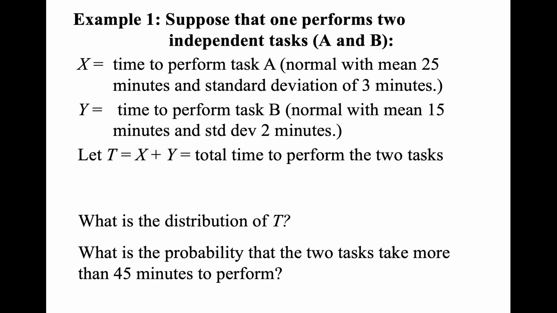So for example, suppose that one performs two independent tasks, A and B. X is the time to perform task A, normal with mean 25 minutes and standard deviation of 3 minutes, and Y is the time to perform task B, normal with mean 50 minutes and standard deviation 2 minutes. Let T equal X plus Y, which is the total time to perform the two tasks. What is the distribution of T, and what is the probability that the two tasks take more than 45 minutes to perform?